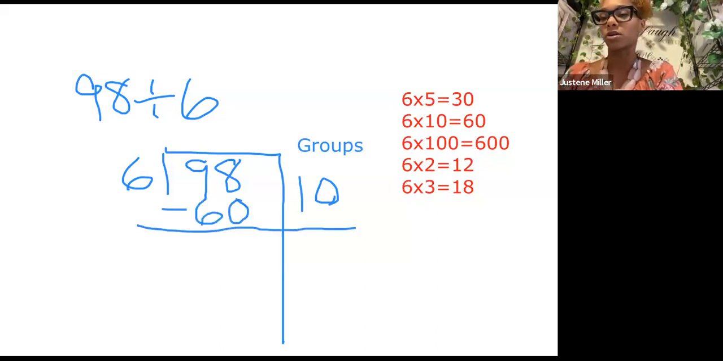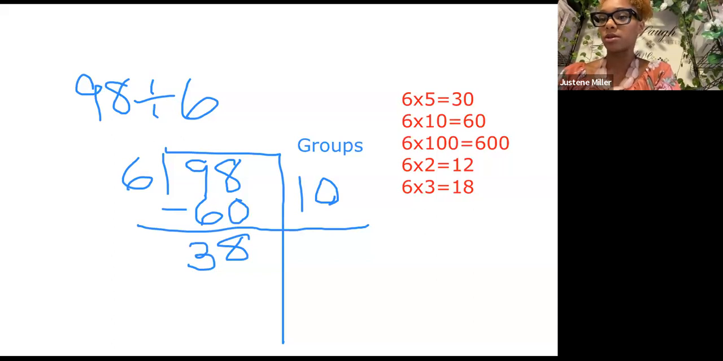Draw a line straight across. This is so you can match your groups with what you're subtracting. Then I subtract like usual. So I have 8 minus 0 equals 8. 9 minus 6 equals 3. Now I'm left with 38 as my total. Well, which amount or multiples of 6 could I use to subtract from 38?